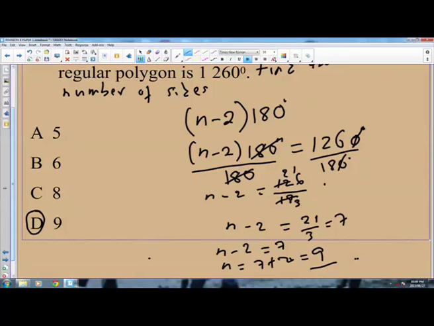So this is how you find the number of sides for a polygon. All you need to do is to use the formula n minus 2 times 180. This is the formula used for calculating the sum of the interior angles of a polygon. And n here represents the number of sides.